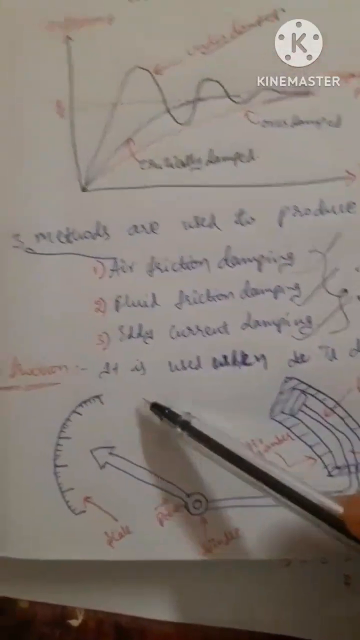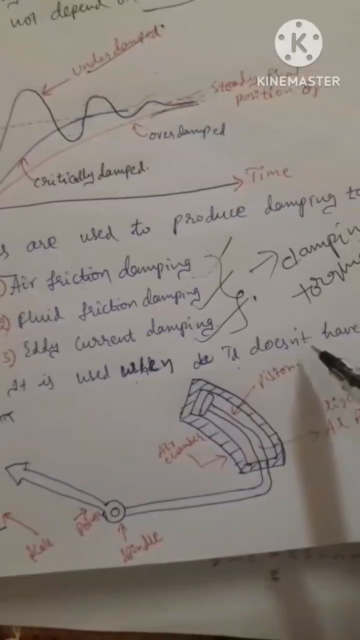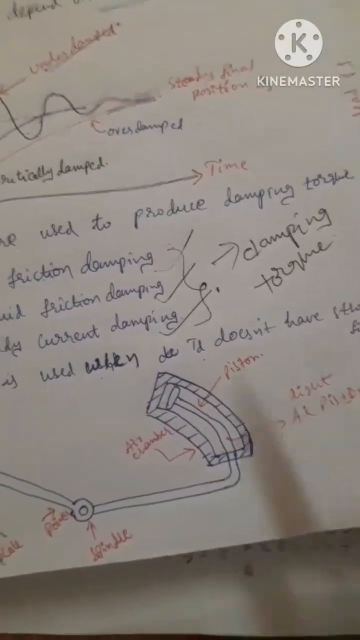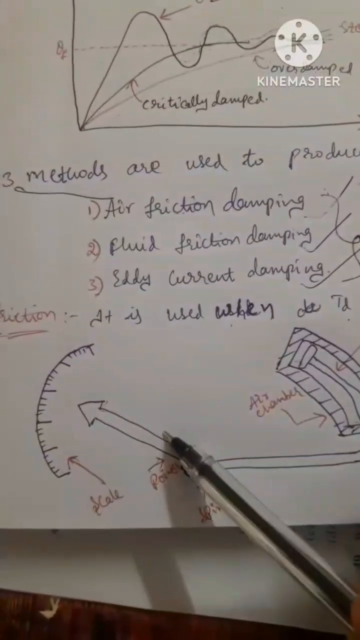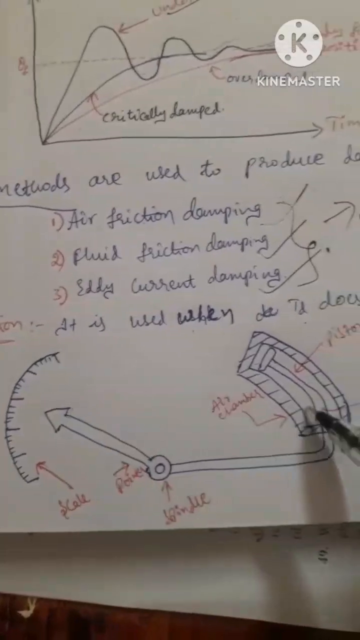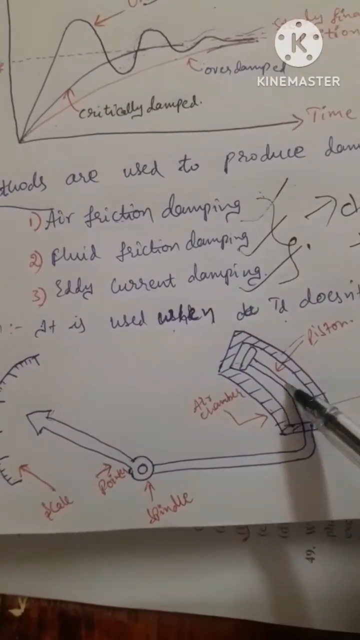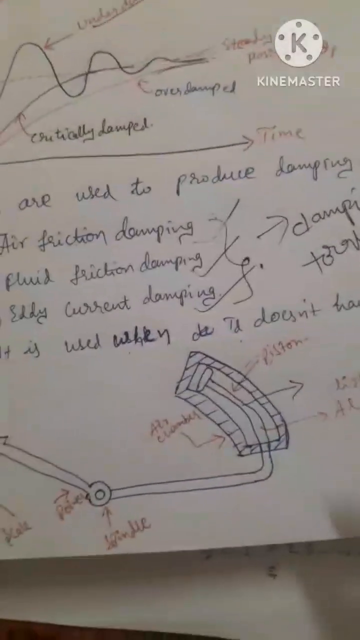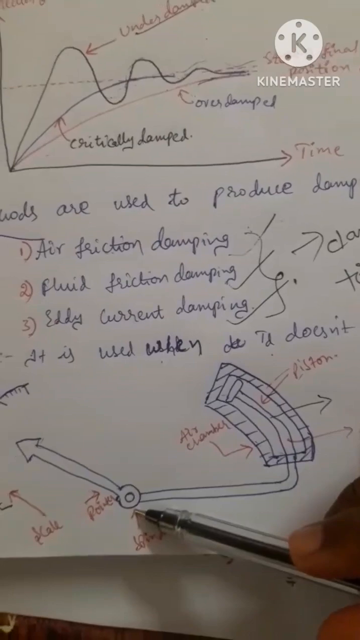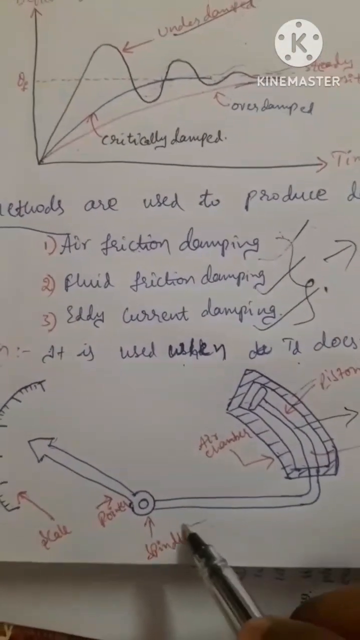This air friction damping is used when the deflection torque doesn't have a strong field. When it doesn't have a strong field, we use the air friction damping. Here this is the pointer, this is the scale, and this is the air chamber. This is the piston. This piston is made of a light weighted aluminum. This is a spindle. The spindle is what holds the pointer.